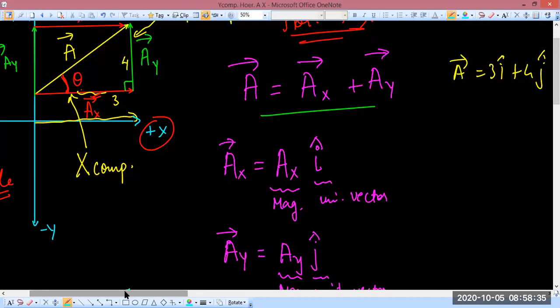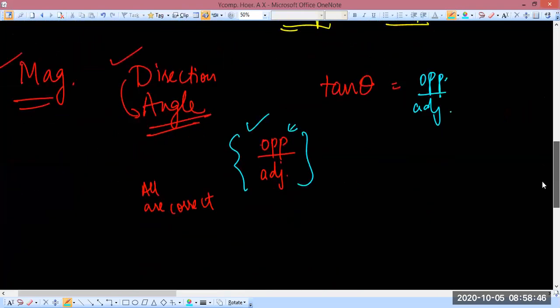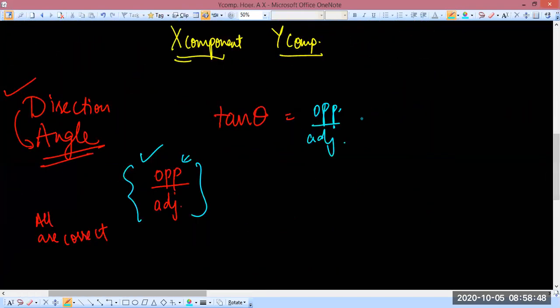Let's see. Look at theta. Its opposite is AY and adjacent is AX, right? I hope you understood that. Opposite is AY, adjacent is AX. So that's why this is equal to AY upon AX. So that's an important relation.